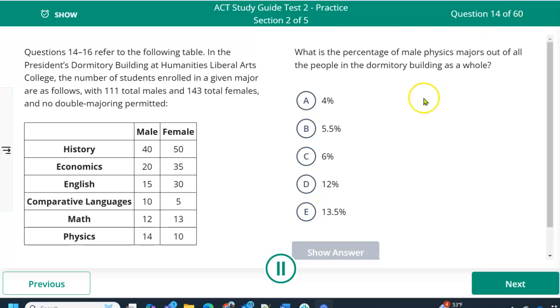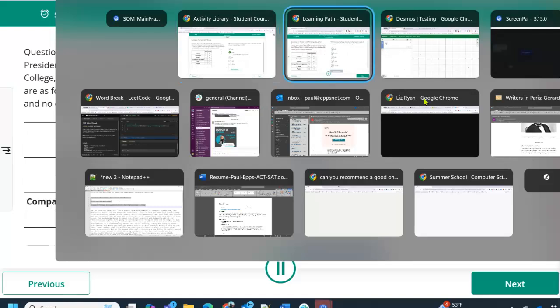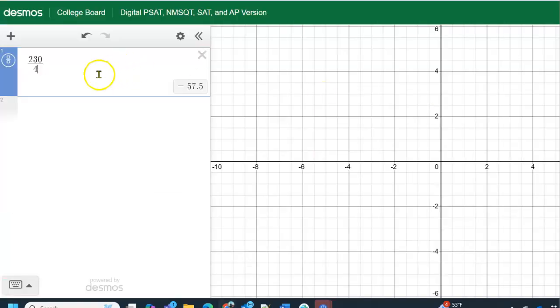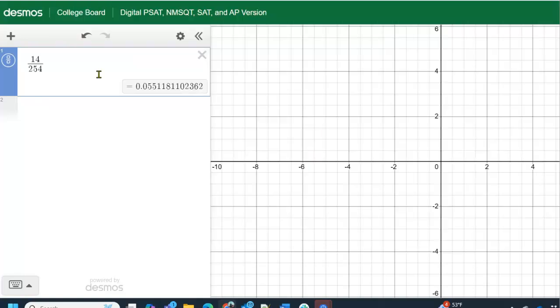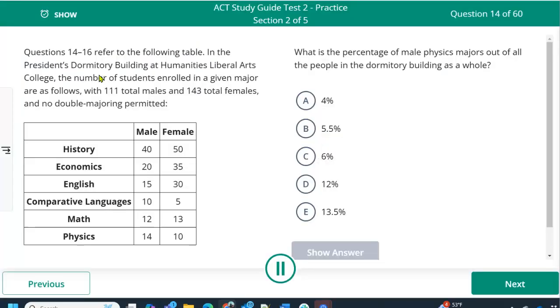All right, remember that. 14 divided by 254 is about 5.5. About 5.5%. All right, there it is.